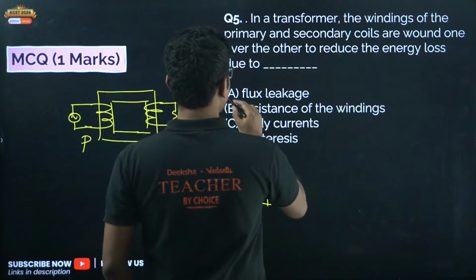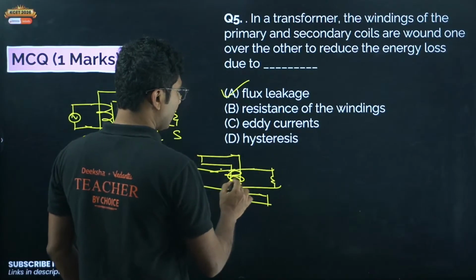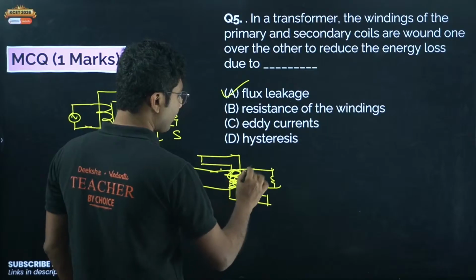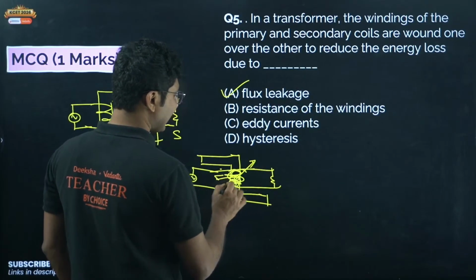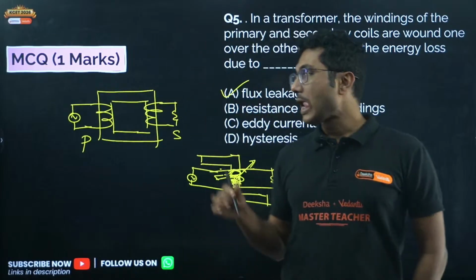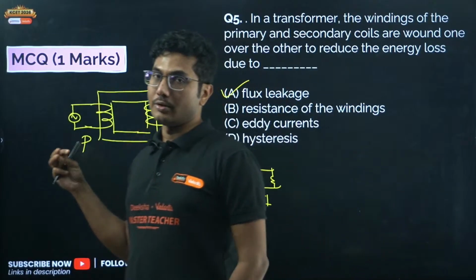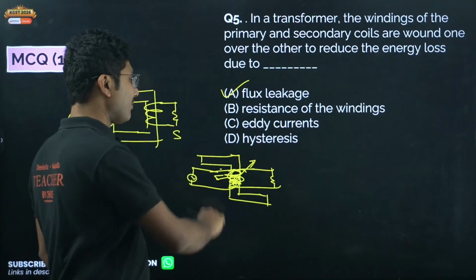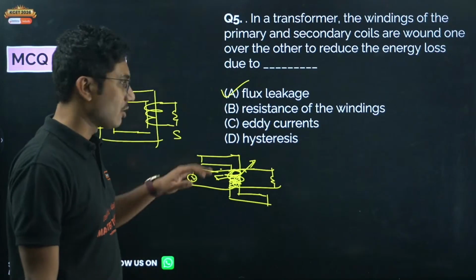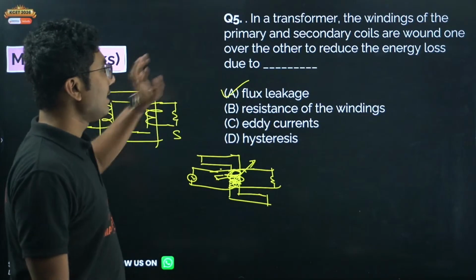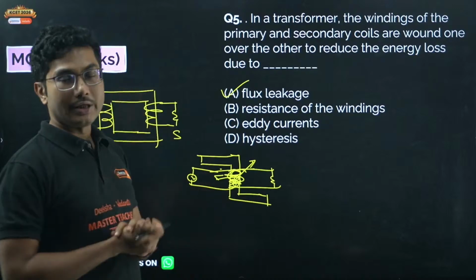So this is flux leakage. When we combine one coil over another, all the flux which is coming out of the primary should go through the secondary, and the transformer works on the principle of mutual inductance. So that means you cannot have any flux going outside. That means you have a perfectly flux linked coil. So this is one of the ways to reduce the flux leakage, and this is why they are winding one over another.